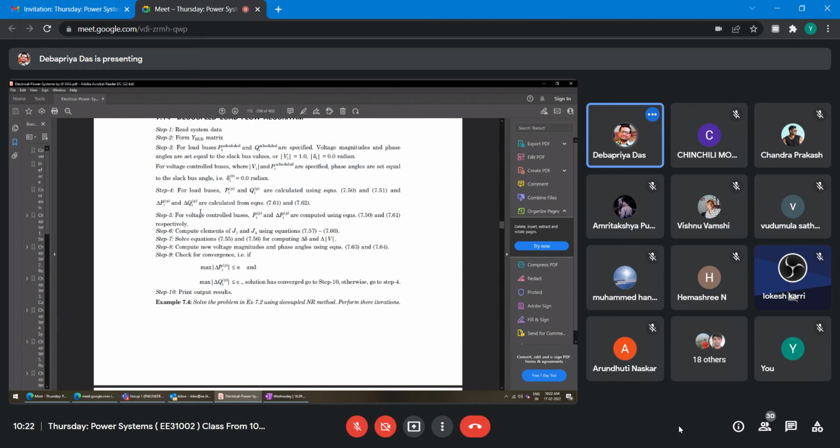I mean, in the code, you have to write generalized code, right? You cannot type every single element one by one. You have to make generalized code. And after that, you have to see the max absolute of delta P_i and max absolute of delta Q_i at a particular iteration. If it is less than epsilon, then the solution has converged, right? This is the simple thing.